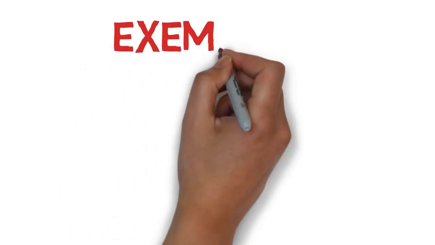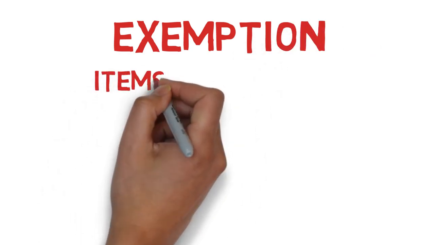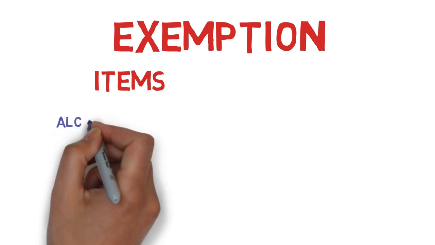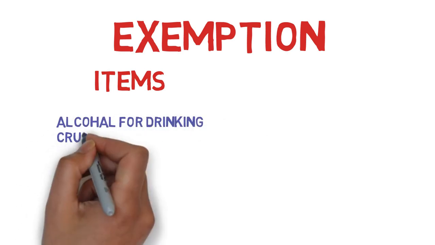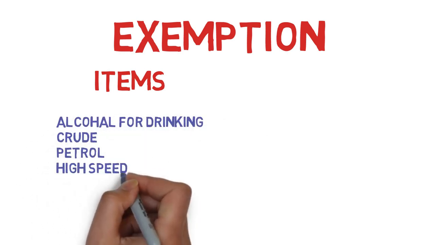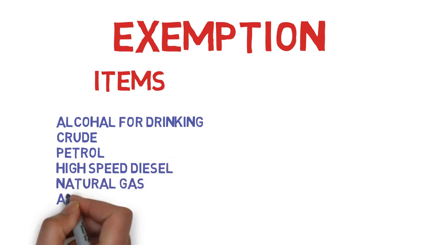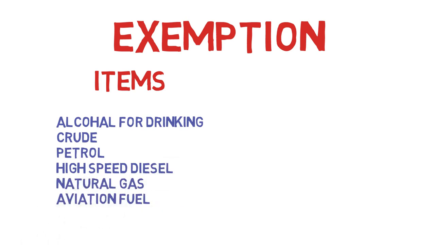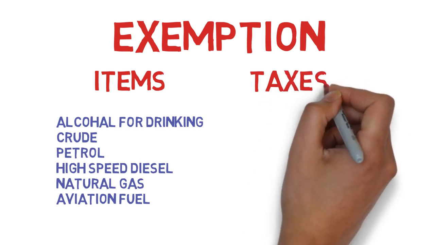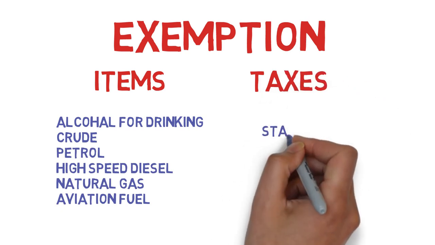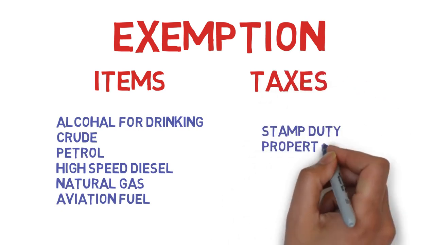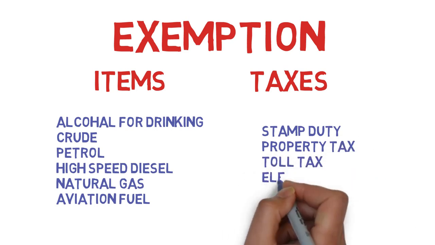There are some items which are exempted from GST: alcohol for human consumption, and petroleum products like crude, petrol, high-speed diesel, natural gas, and aviation turbine fuel. There are some taxes also which are exempted: stamp duty, property tax, toll tax, electricity duty, etc.